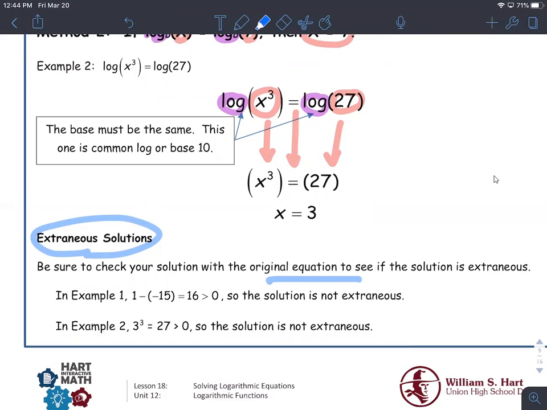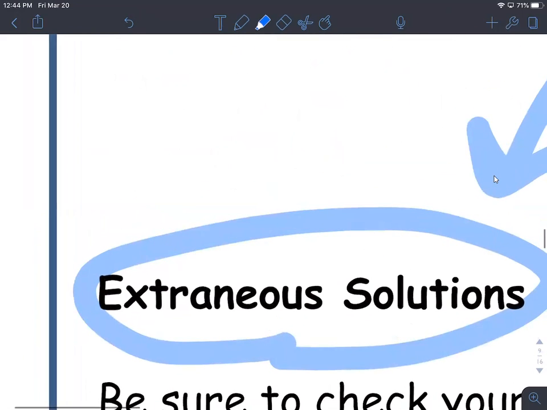So therefore, if we have an answer that plugs back into our original logarithmic equation and it makes an impossible statement, an impossible solution when checked, that would be extraneous. And again, we built that idea of extraneous off of extra or not usable, impossible.